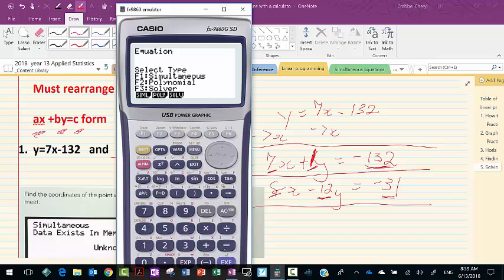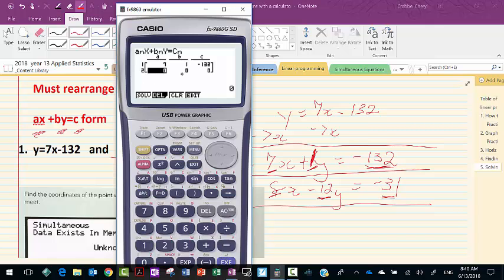Okay, so first of all, we go into there. Now this is called simultaneous equations when you're dealing with solving a point of intersection between two equations. So we go F1, simultaneous, and we have two unknowns, x and y. And then we have a matrix here, and in this matrix, we're going to put our coefficients in. So we're going to put 7 from the first equation, the 1, and the negative, and make sure you use the negative sign, 132, and hit enter after each one.